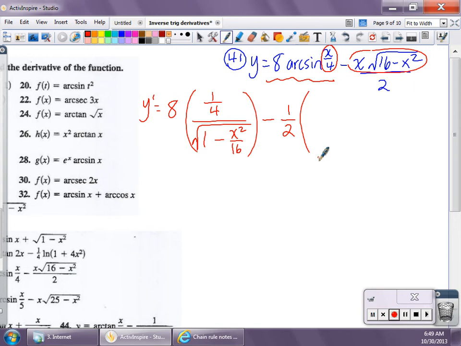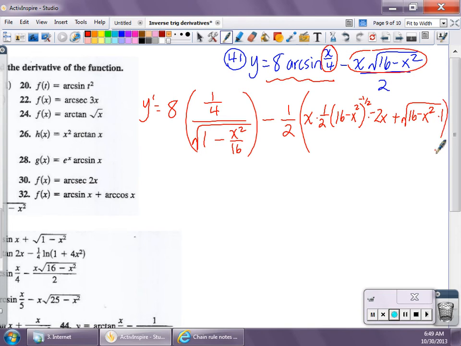So I'll have the first term, which is x, times the derivative of the second, which is 1/2 of 16 minus x squared to the negative 1/2 times the derivative of the inside, negative 2x, plus the second, which is the square root of 16 minus x squared, times the derivative of the first, which is 1.